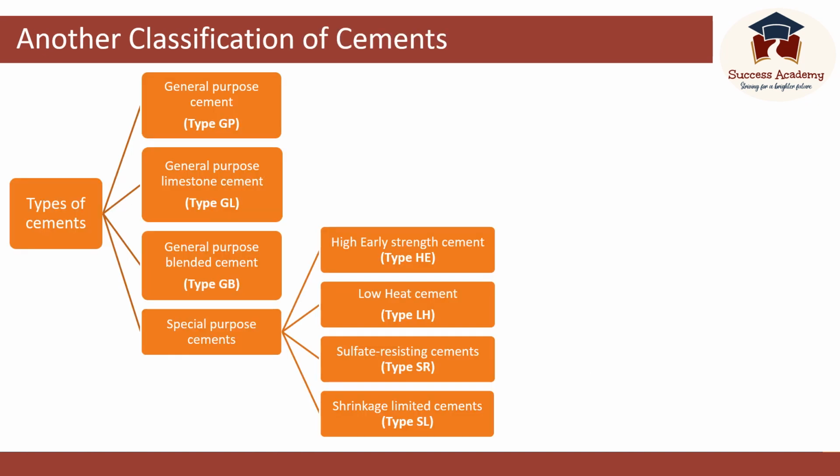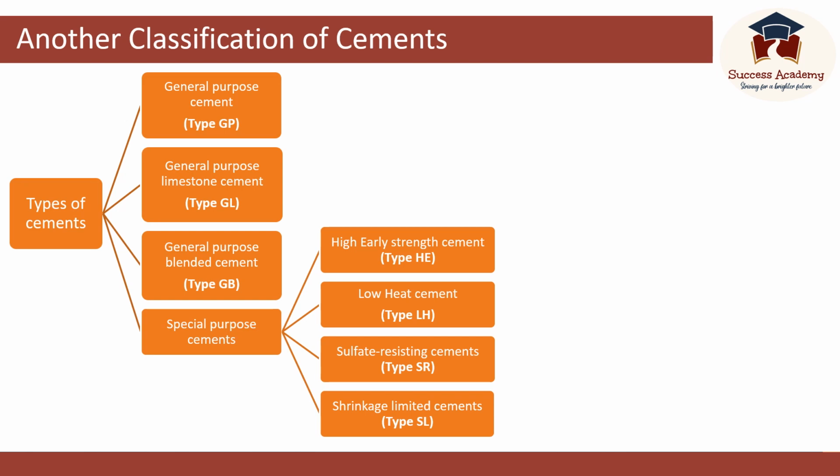This is another classification of cement. Here, without using numbers from 1 to 5, we are using abbreviations. General purpose cement, type GP, we use for general purpose applications. General purpose limestone cement, which has a percentage of limestone without burning it to clinker, we call type GL. We use this for rendering, and it is cheaper than general purpose cement. General purpose blended cement is produced by blending different types of cements together. We call it type GB.